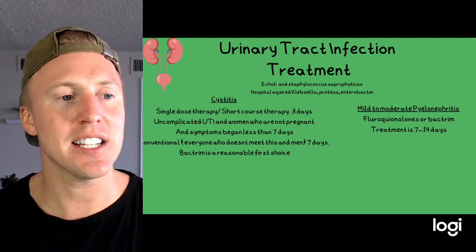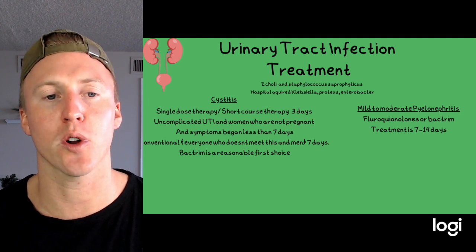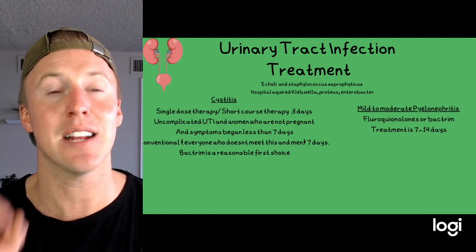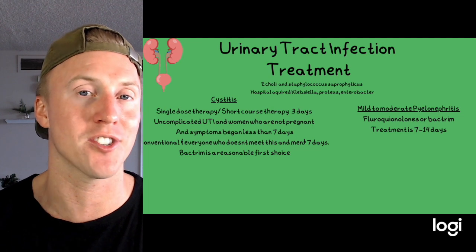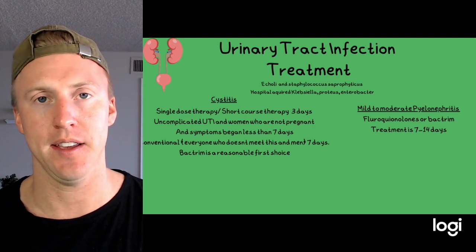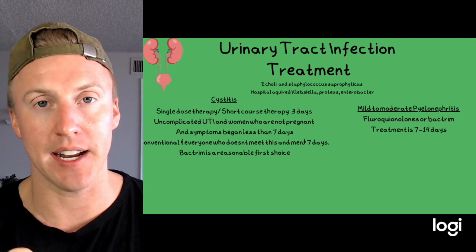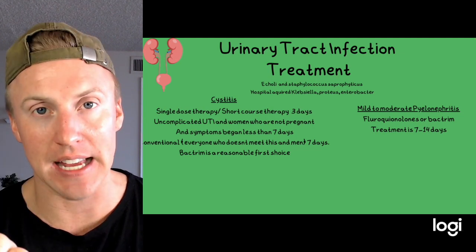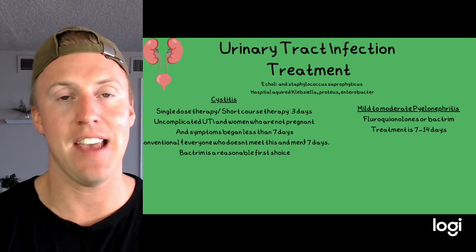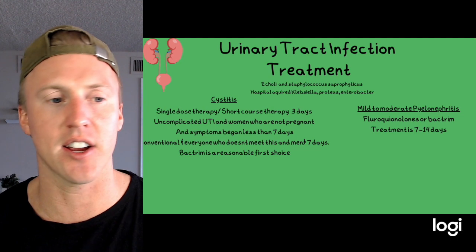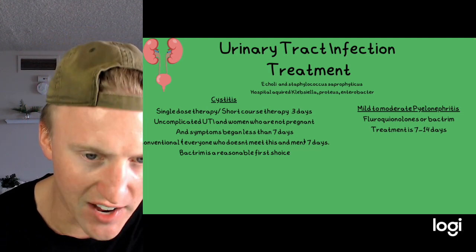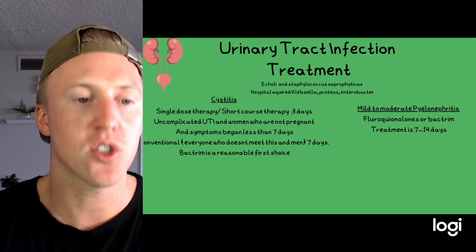Now, with cystitis, you can give single-dose therapy or a short-course therapy, which is relatively 3 days. Now, the only way you can do these short-course or single-day therapy is if the UTI is uncomplicated, symptoms started within 7 days, and the patient's not pregnant. If that all goes out, then they are going to get more of the conventional 7-day treatment.